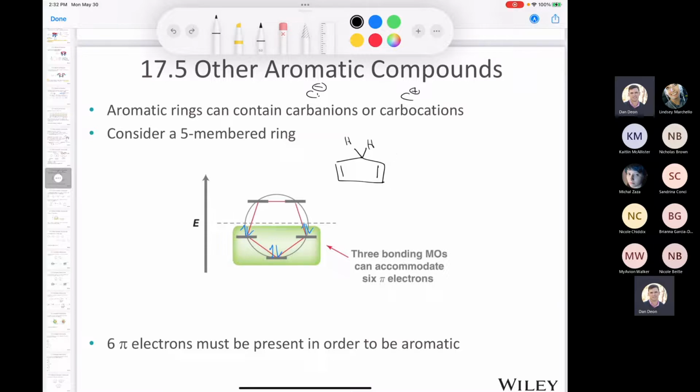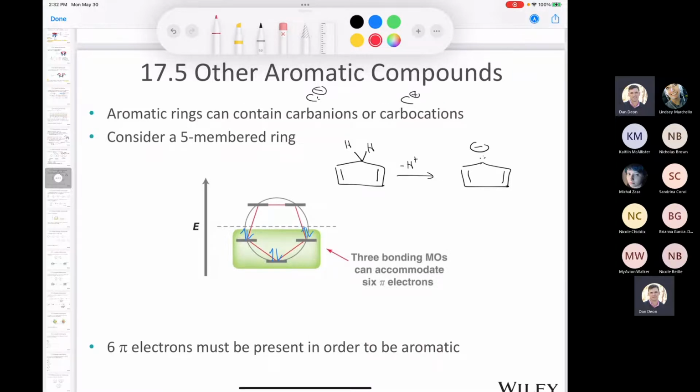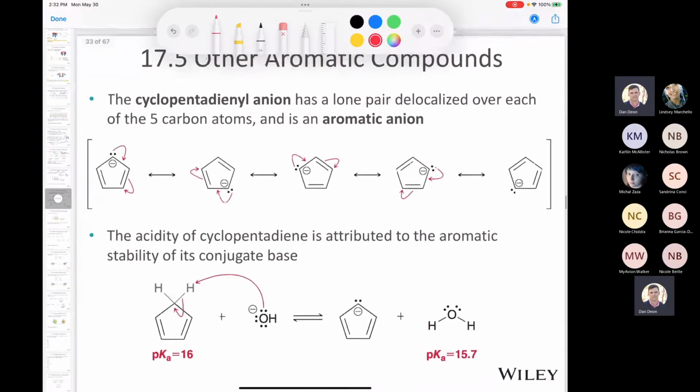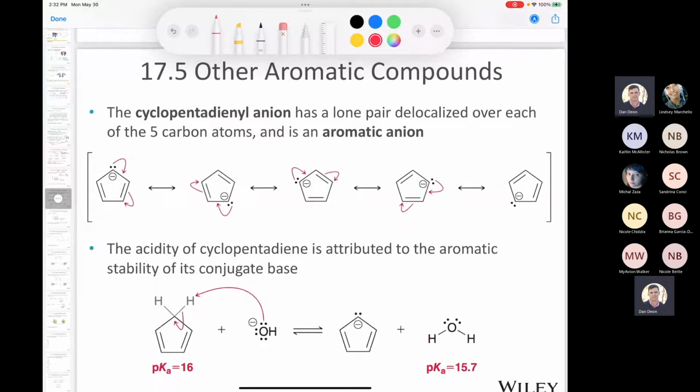I'm not going to draw those in. But if you were to remove a proton from this, then you'd be left over with this, where you would have a pair of electrons here, and you would have a cyclopentadienyl anion. And you could draw resonance structures for this cyclopentadienyl anion because you have an allylic lone pair. And here we have all of the resonance structures drawn for the cyclopentadienyl anion.